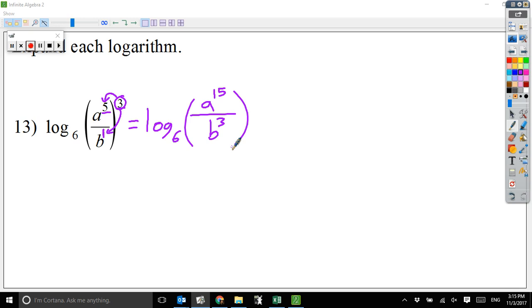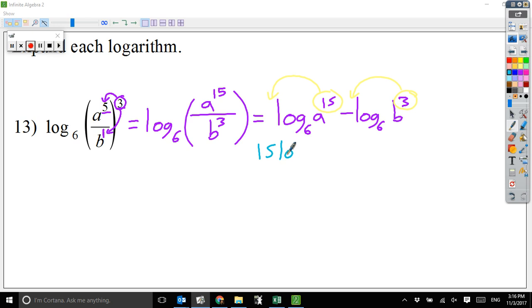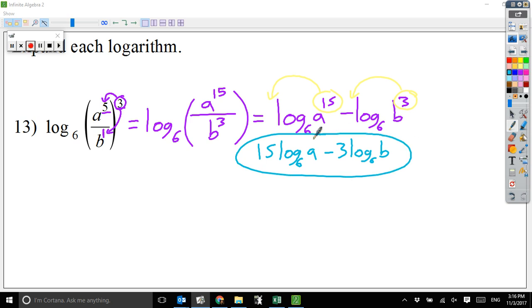Well, I have a divided by b. Well, if we remember from our properties that if I'm dividing and when I expand it out, that means I'm going to subtract. So I'm going to say log base 6 of a to the 15 minus log base 6 of b cubed. And then my very last step will be to address the exponents. We'll move those exponents to the front. I get 15 log base 6 of a minus 3 log base 6 of b. And that's my final answer.